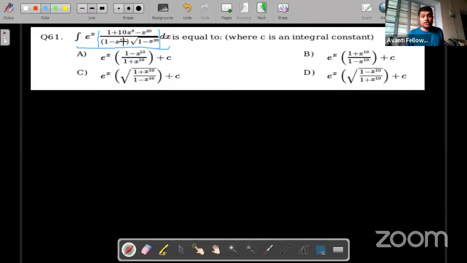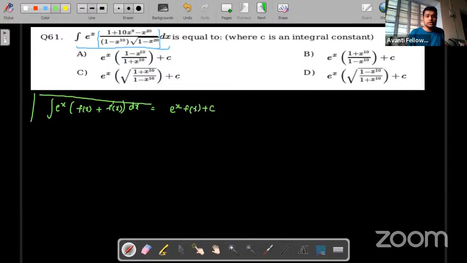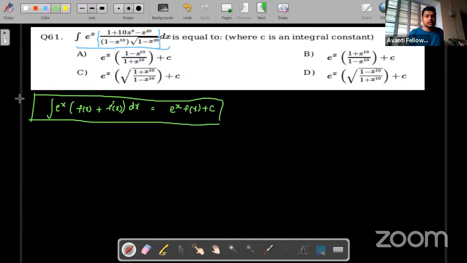So here, what is the understanding with this problem? Whenever we see e to the power x inside the integration, the first thing that comes to our mind is that the integration of e to the power x times (f(x) plus f dash x) dx is equal to e to the power x times f(x) plus c. If you remember this formula, you can solve this problem. This is an important formula you need to remember. So to solve this problem, let's start.